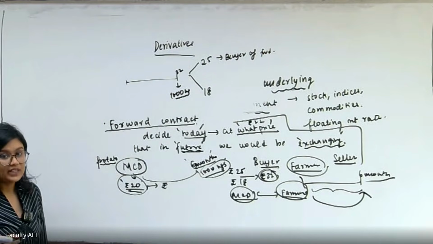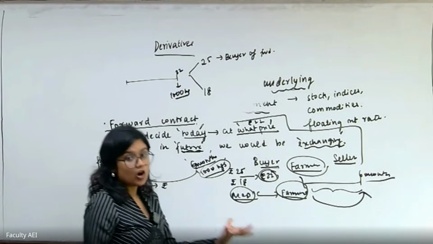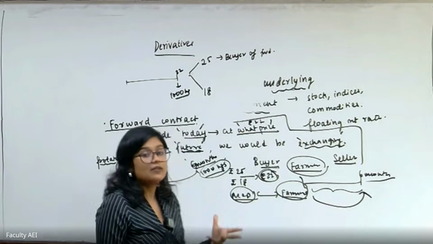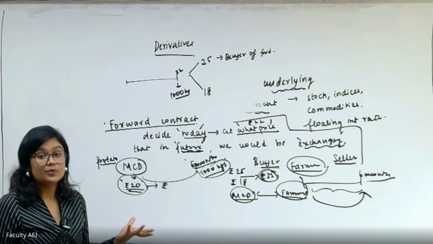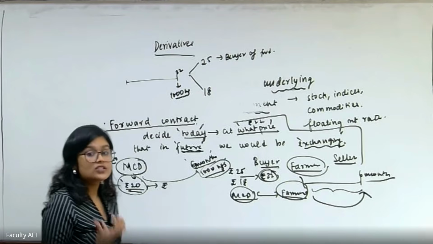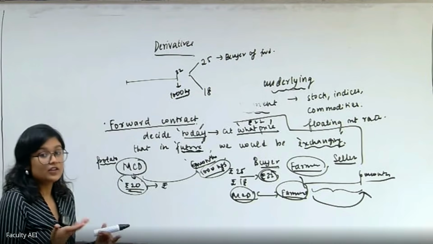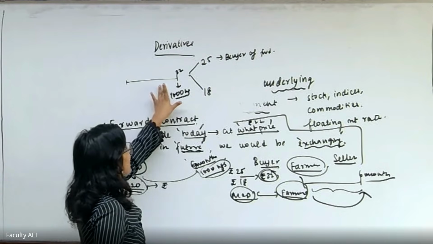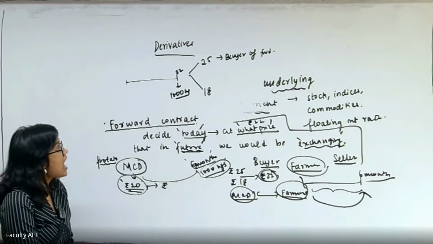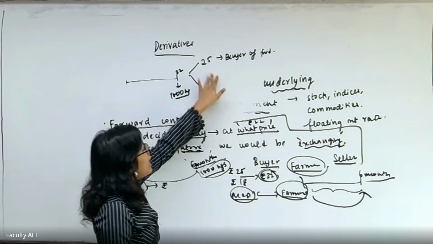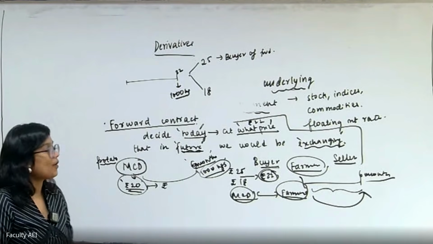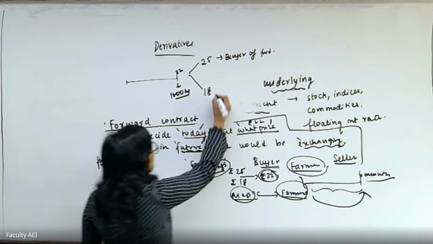Here McDonald's has benefited, because if after 6 months McDonald's had gone into the market and bought potatoes, they would have had to buy the potatoes at rupees 25. But because of the contract they agreed with the farmer, they were able to buy the potatoes at rupees 22. So after 6 months, who has benefited? The buyer of the forward contract, McDonald's.